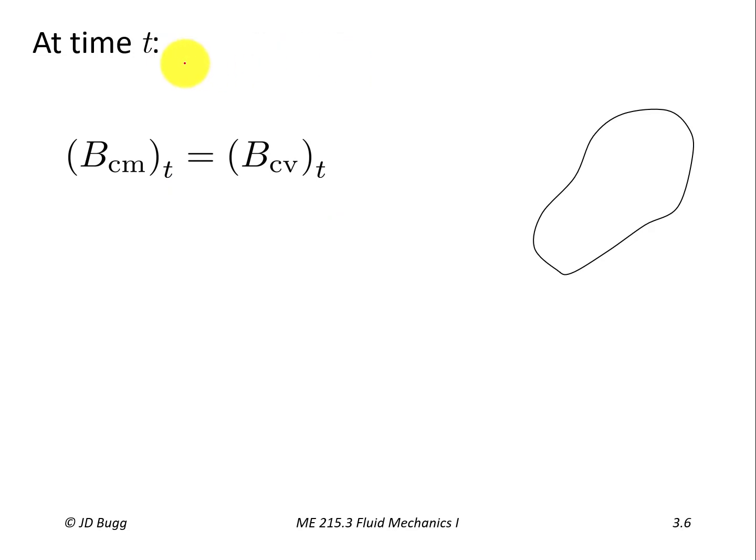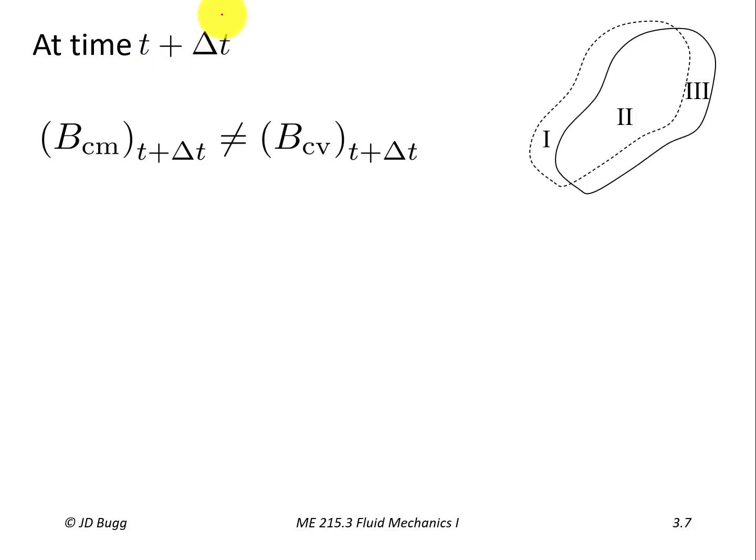So we need to also look at time t plus delta t. This next slide is the difference. Now we're looking at that short time later, and realize that the amount of B in the control mass and the control volume is not equal. Because the control mass has moved on, those two things now consist of different fluid. So they could have a different mass, they could have a different momentum. In general, they could have a different amount of B. So these two things are no longer equal at t plus delta t.